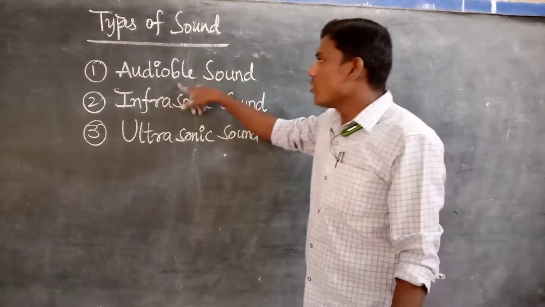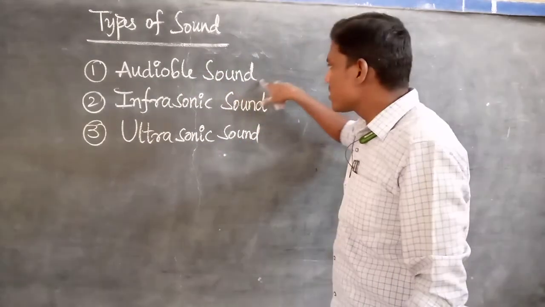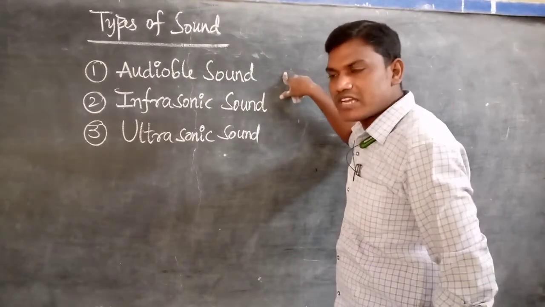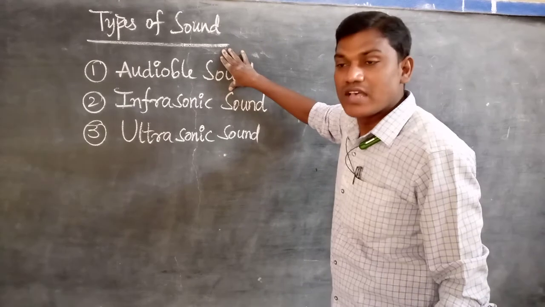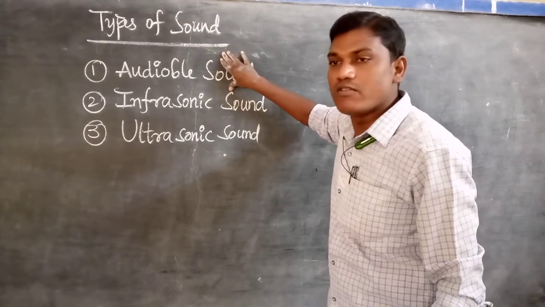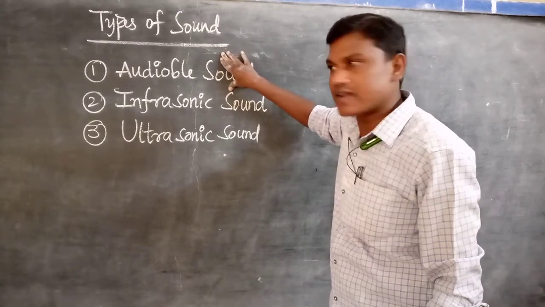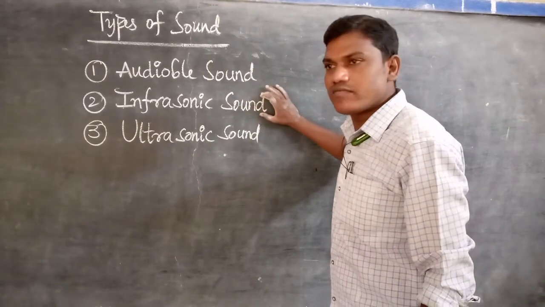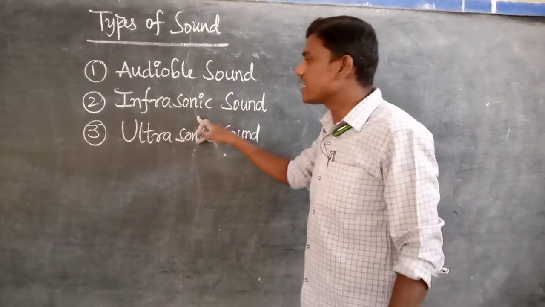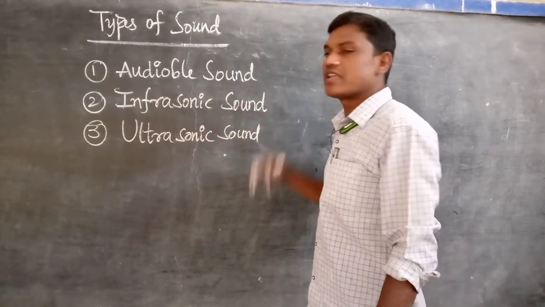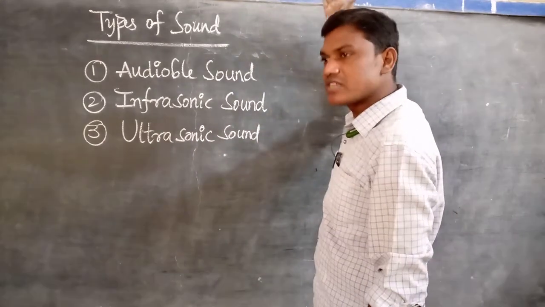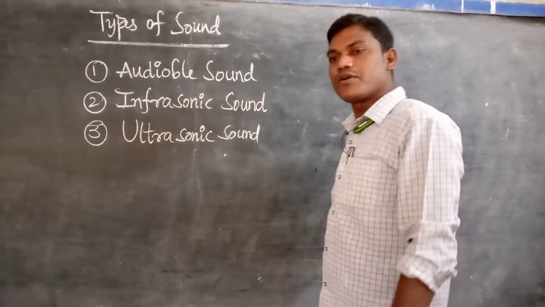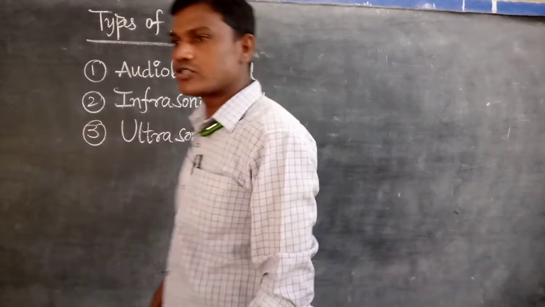So audible sound is the frequency of sound between 20 Hz to 20,000 Hz, because only that frequency of sound will be received by our human ear. Next, sound with frequency below 20 Hz is called infrasonic sound. Sound with frequency above 20,000 Hz or above 20 kHz is called ultrasonic sound.